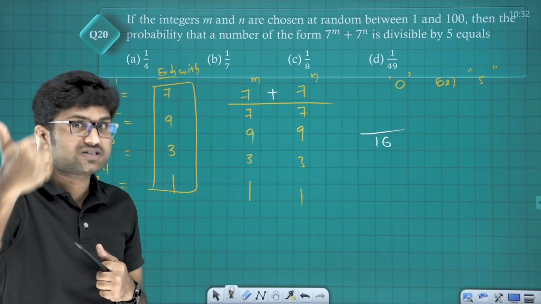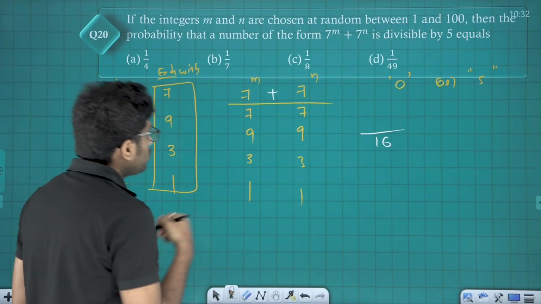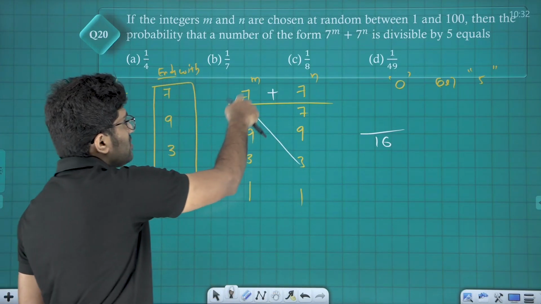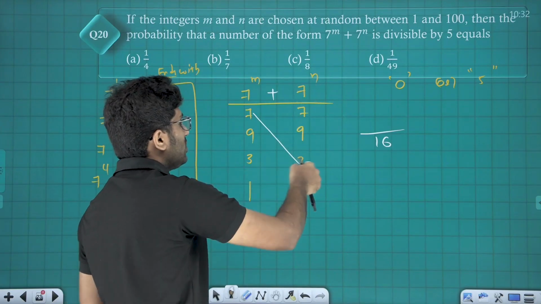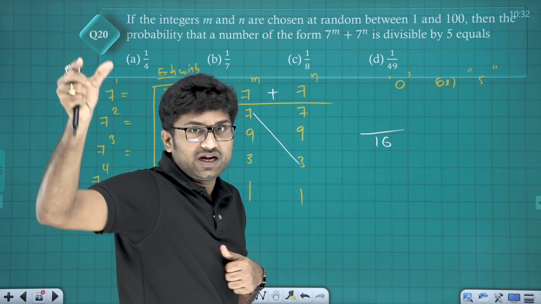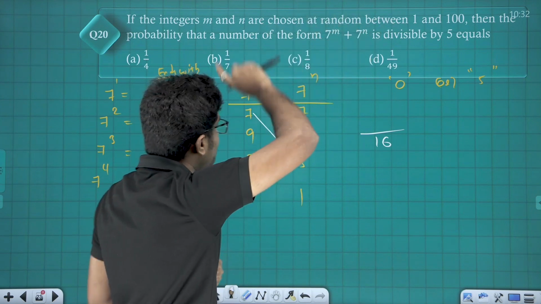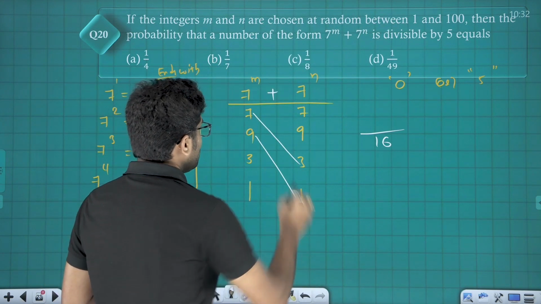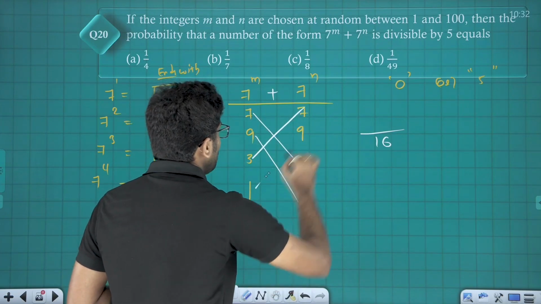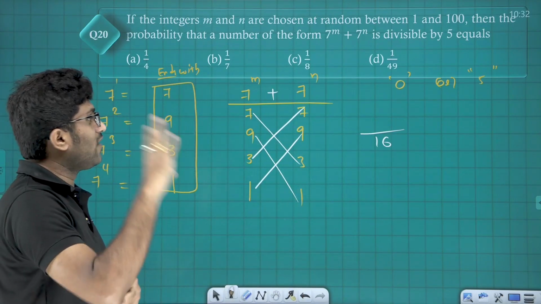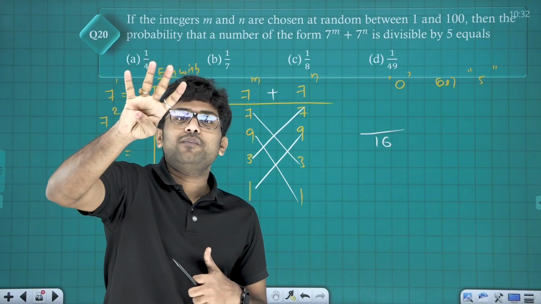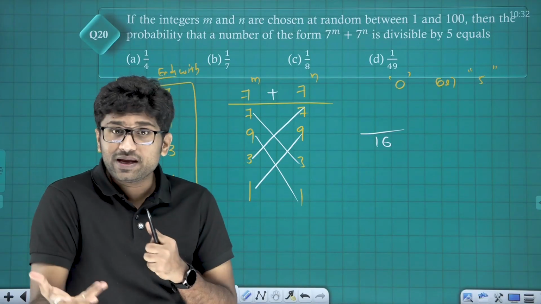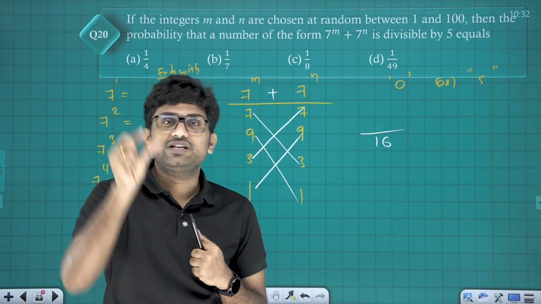The numbers which end with 0 will be divisible by 5. Correct? So to end with digit 0, if 7 power m ends with 7 and 7 power n ends with 3, then 7 plus 3 ends with 0. So that will be divisible by 5. So one combination is 7, 3, second combination 9, 1, next 3, 7, and 1, 9. So 4 combinations. Out of 16 combinations, only 4 are favorable. Only in these 4 combinations will 7 power m plus 7 power n end with the digit 0.